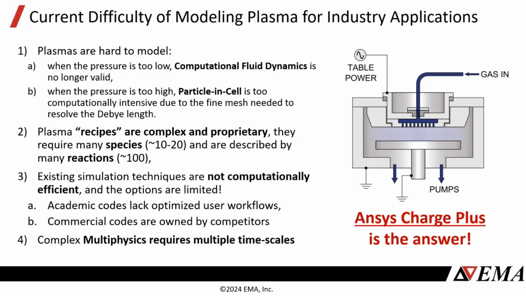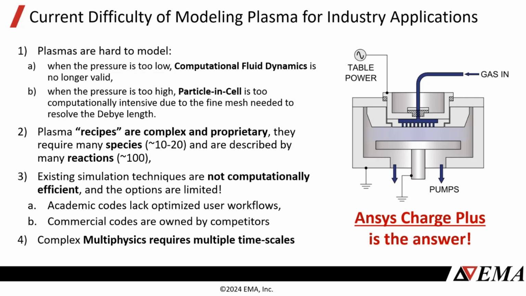So particle and cell, this is something you'll hear me talk about a lot today, PIC, is very difficult to use when the pressures are too high because the plasma has a very fine Debye length, which is how the charged particles respond to one another and how fields are being screened by the plasma. And so for us to resolve that accurately, we need to have a very fine mesh, and so the tools become very computationally intensive. So as you'll see in Charge, we've developed various ways to be able to handle these type of concerns.